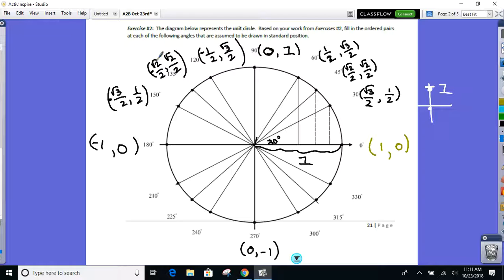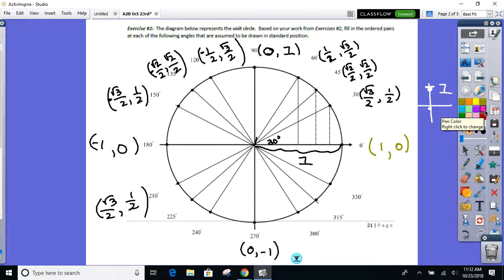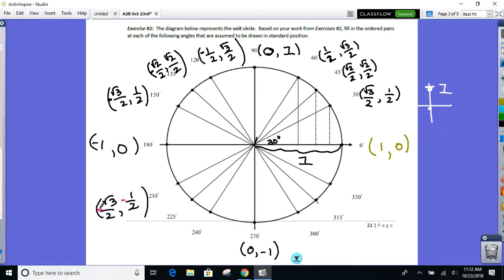210. I don't care that it's in a different quadrant. What's the reference angle for 210? How much is left here? 30, right? So guess what the coordinate's going to be? Something with radical 3 over 2, 1/2. Anybody want to tell me about both the x and the y coordinate in quadrant 3? They both are negative. Keep going.